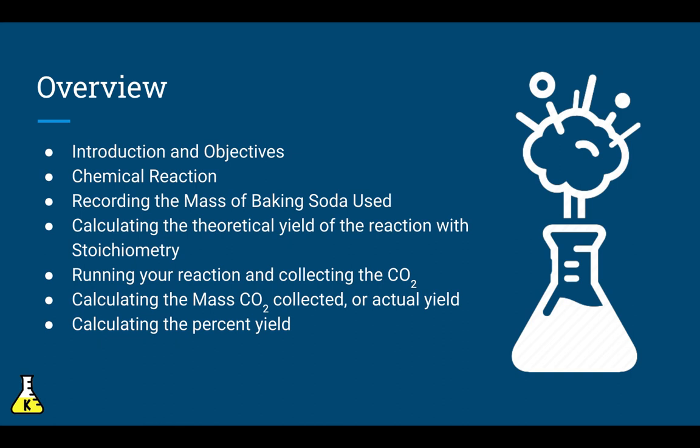We'll then go through the process of running the actual experiment and collecting the data on how much carbon dioxide was produced. We'll talk about how then to calculate that mass of carbon dioxide collected, or our actual yield, and then finally, we'll wrap the experiment up by calculating the percent yield of our chemical reaction. Throughout this process, I'm going to go through a demo trial that you can use as a template for performing the trial that you need to do at home.